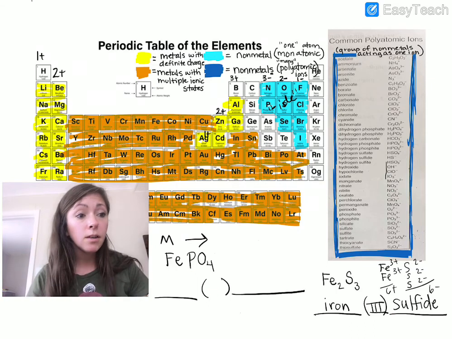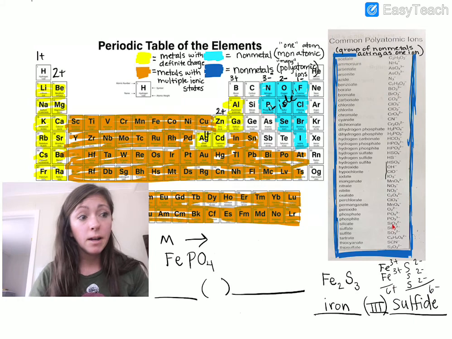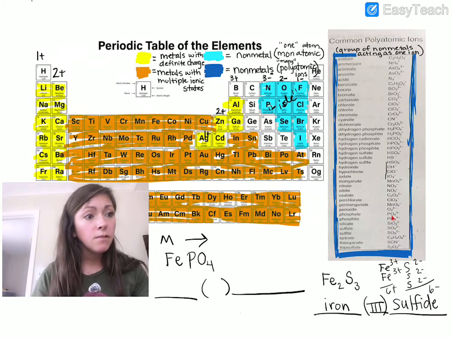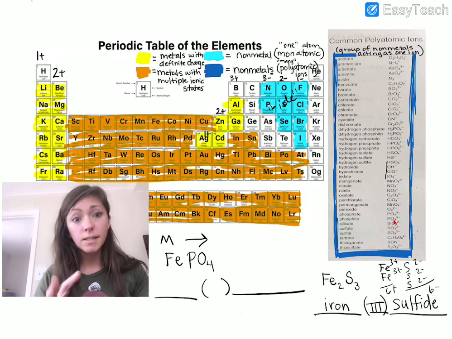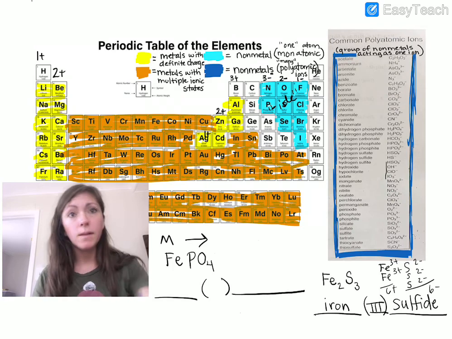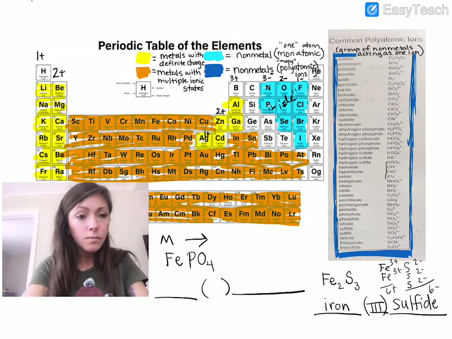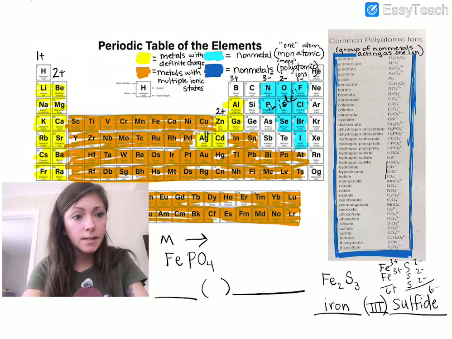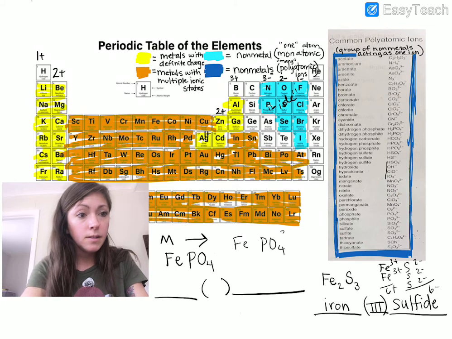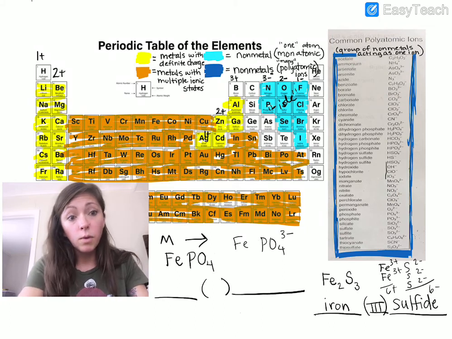So just like here, where we had to use sulfur's charge to work backward, we've got to use the polyatomic ion's charge, because you will always have this list provided. So phosphate, PO4, and be careful with these sister ions. See how you've got a phosphate and a phosphite? Don't get those mixed up. PO4 is 3 negative. So if I've got 1 phosphate and 1 iron, this is 3 negative, and there's only one of them.